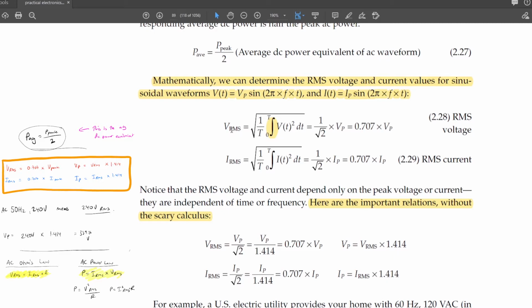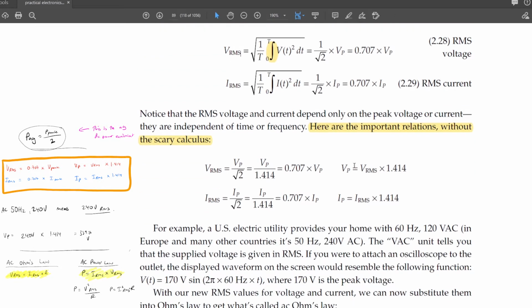So, voltage RMS is 0.707 times the voltage peak. And I actually understand that. And it's the same for the current: the current RMS is equal to 0.707 times the current peak. Okay, and I'm okay with that. In the previous video, we did the average power is equal to the peak power divided by 2. And now the part without the scary calculus is the inverse.